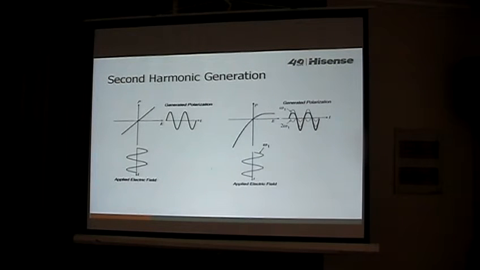This is a graphical illustration of how second harmonic generation works. For example, if we apply a sinusoidal electric field and the polarization is linear, the generated polarization will have the same shape with the same frequency. If the polarization includes the second term, then we cannot get an exactly sinusoidal shape, but this newly generated polarization can be decomposed into two components. One is a fundamental frequency component, another is a second harmonic wave.